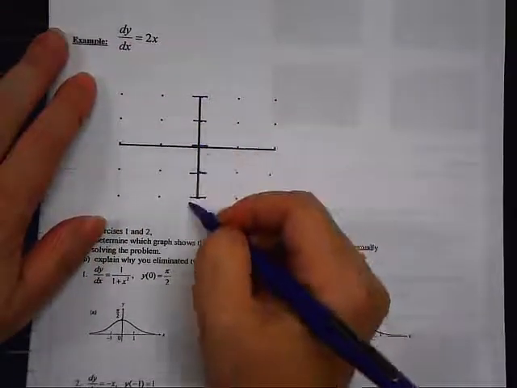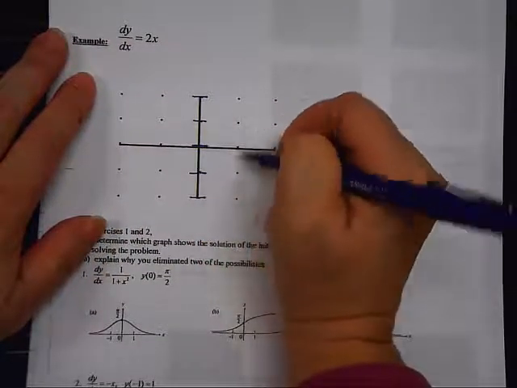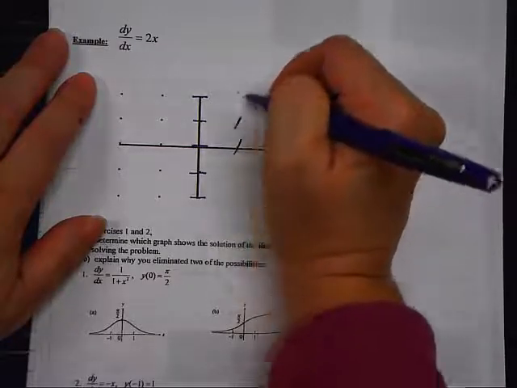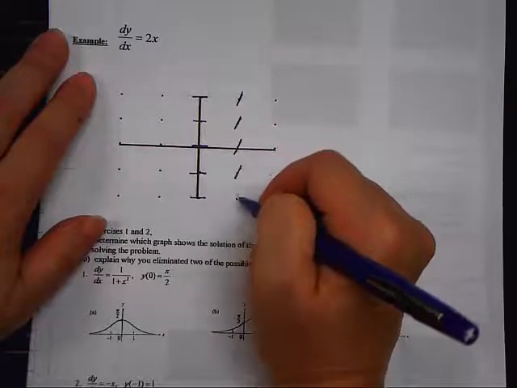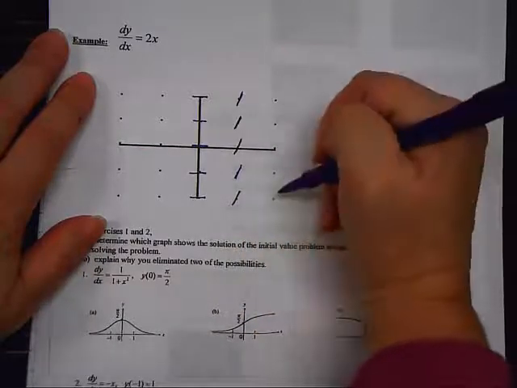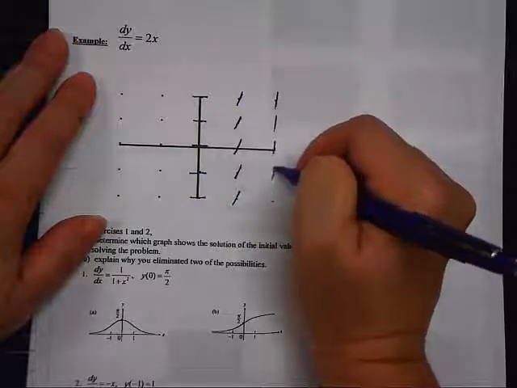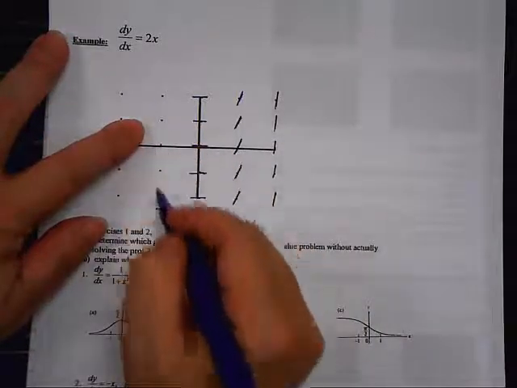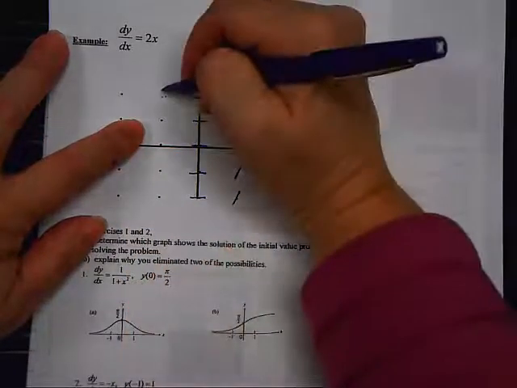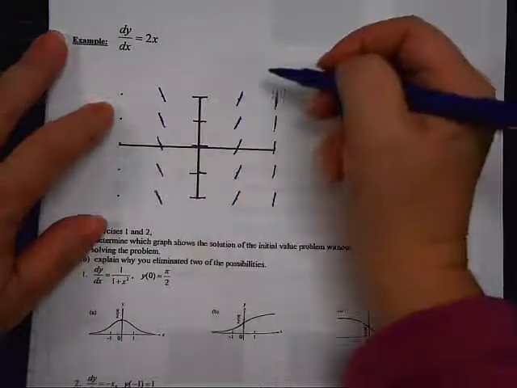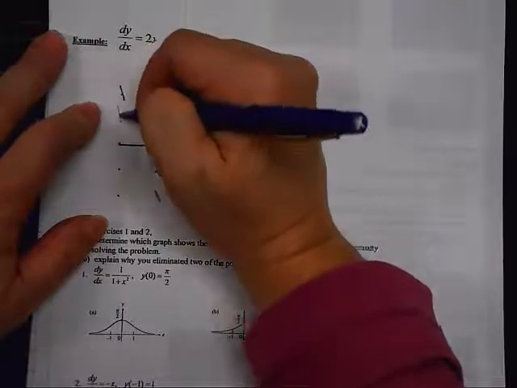So these have a slope of 0. This column has a slope of what? 2. Has a slope of 2. So these are all going to be the same slope. These all have a slope of 4, which is almost vertical. What about this column? -2. And the final left-hand column is -4.